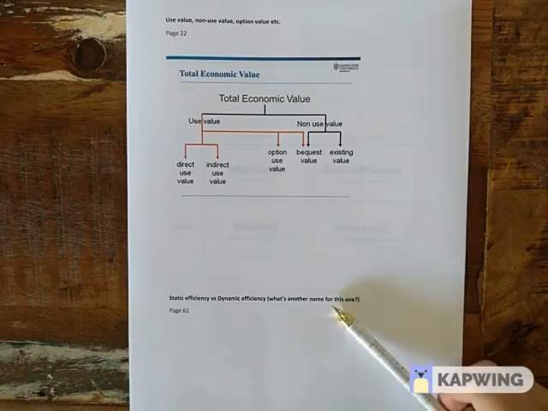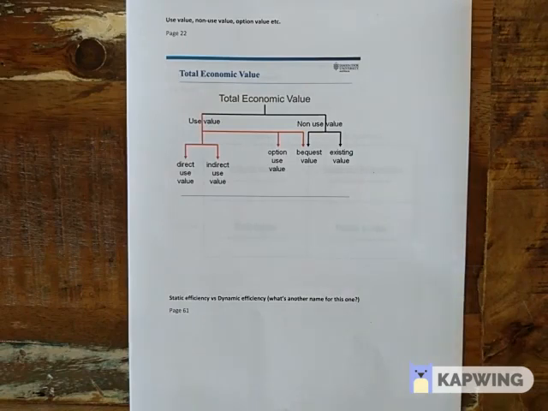There is another name for dynamic efficiency, and that is intertemporal. Temporal means time, inter means over or across or something like that. So intertemporal efficiency is the same as dynamic, and it means efficiency over time.